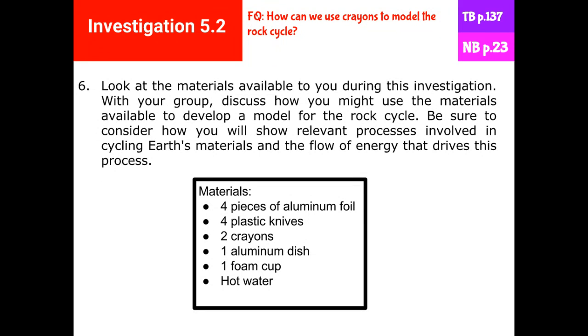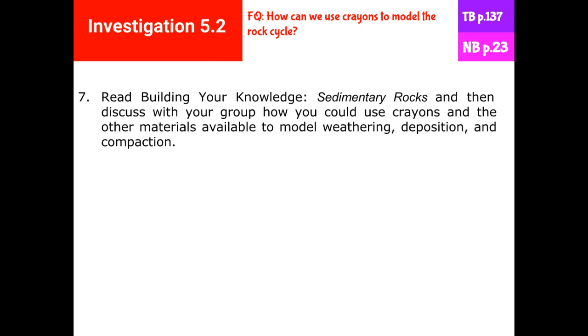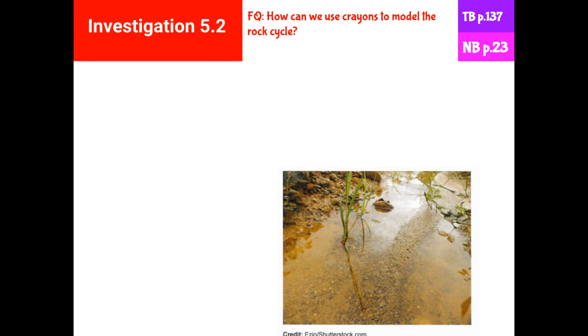You're going to look at the materials available. You're going to get 4 pieces of aluminum foil tomorrow, 4 plastic knives, 2 crayons, an aluminum dish, a foam cup, and some hot water. And you're going to think about how those materials could be used to create a lab to model the rock cycle. You're going to be reading sedimentary rocks and then discussing with your group how you could use crayons and other materials to model that. And along with that, you're going to have a number of vocab to make sure you get done.